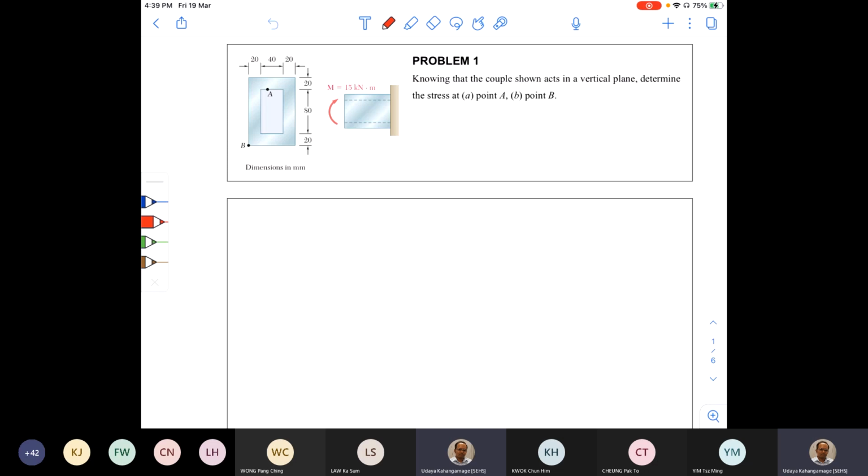Okay, right. So shall we read the question first together and try to understand this one? It says, knowing that the couple shown acts in a vertical plane, determine the stress at point A. So point A is in here, and point B here. Okay, first understand the problem. Now, this is actually a pure bending case where there's a cantilevered beam. So this cantilever beam is attached to the rigid body here, a wall.